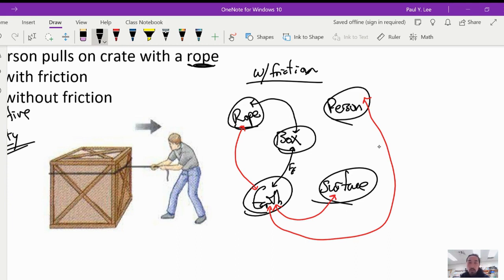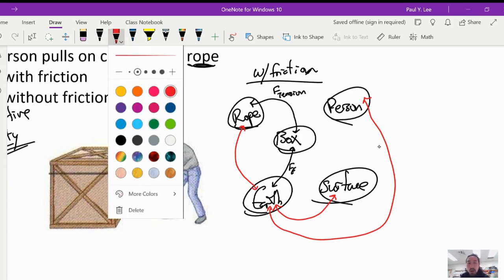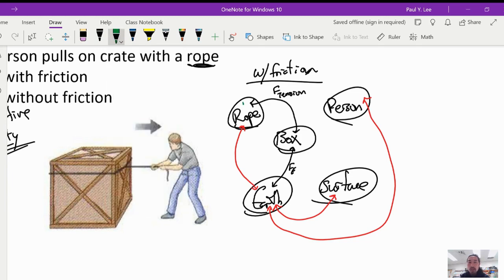And if you remember from the previous example, we call this the force of tension, or the force of the rope. All right, now what about the rope and the person? Is the rope and the person interacting? And the answer is yes. But remember, it should be a different color here because we only care about the forces that are interacting with the box. So I'm going to link these two, but have a different color.